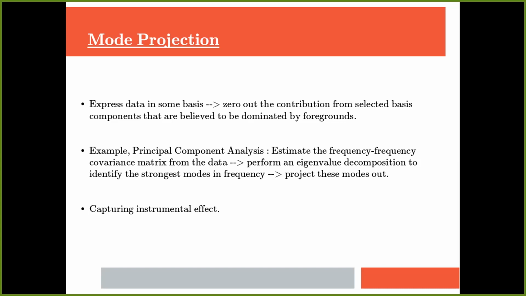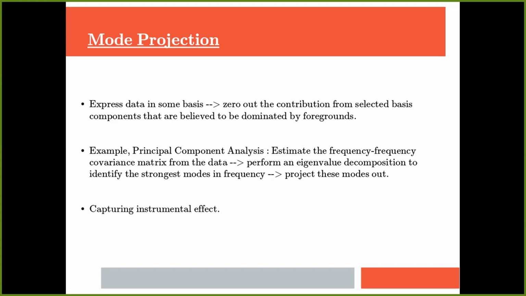This has the advantage that it does not assume any spectral smoothness of the data, and hence it can also capture the instrumental effects, which break the spectral smoothness of the foregrounds. However, because they don't use any model for the foregrounds, this runs the risk of over-subtracting the foregrounds from the data, which means some of the signal will also go out in this process.